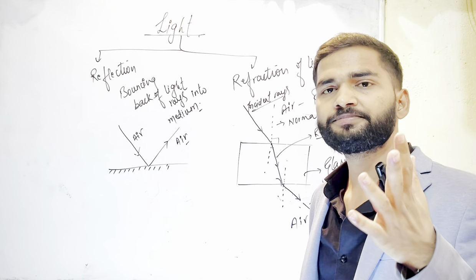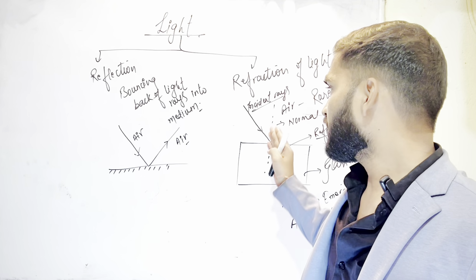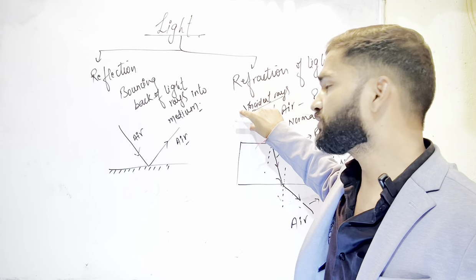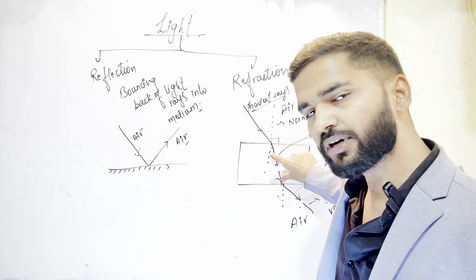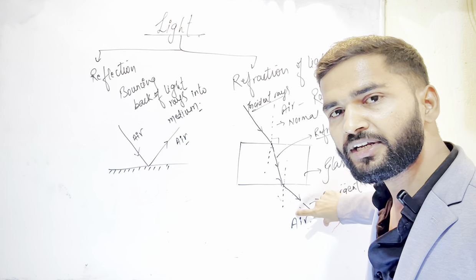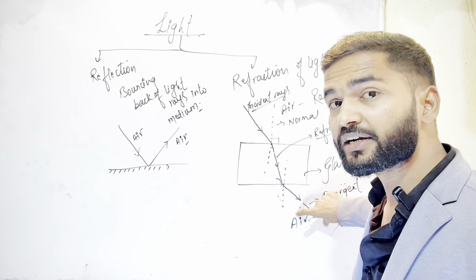So there are mainly three rays that I have named. First one is what? Incident rays. Second one is what? Refracted rays. And the third one is emergent rays. So remember the words that I am using to represent the names of the rays and the angles. The angle which is formed between the incident ray and the normal is called the angle of incidence.